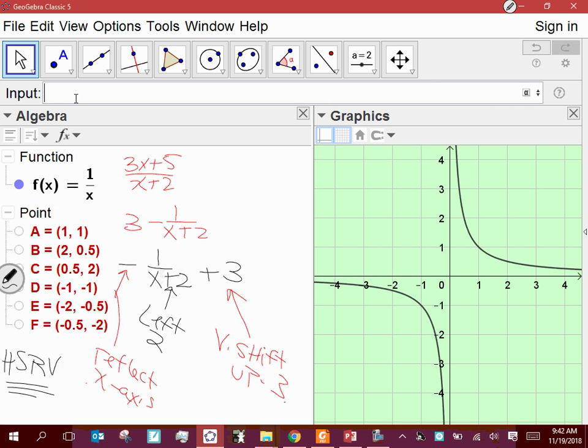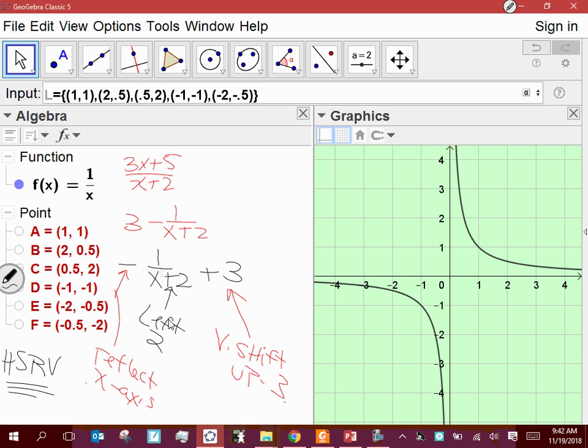All right, so if I make a list of points: 1, 1; 2, 0.5; 0.5, 2; negative 1, negative 1. Let's just do one more: negative 2, negative 0.5. All right, so I just want to go through and do the transformation to each one of these points.